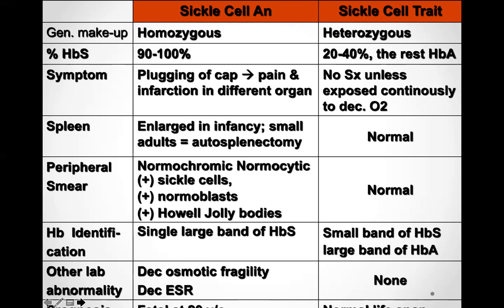Hemoglobin identification. You may see a single large band of hemoglobin S, and in sickle cell trait, you only see a small band of hemoglobin S. I will show you a picture of hemoglobin electrophoresis later. Then other lab abnormalities, as I have mentioned: in sickle cell disease, you have decreased osmotic fragility and decreased ESR. You don't see that in sickle cell trait.